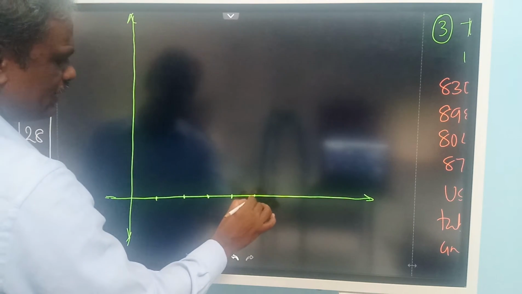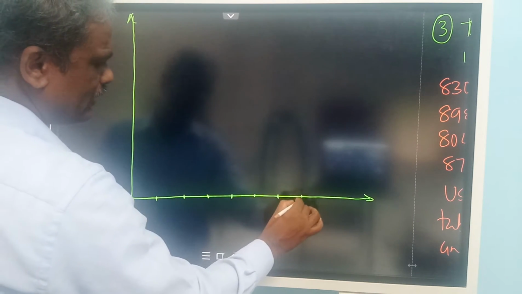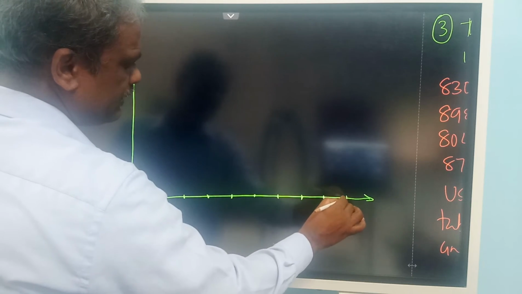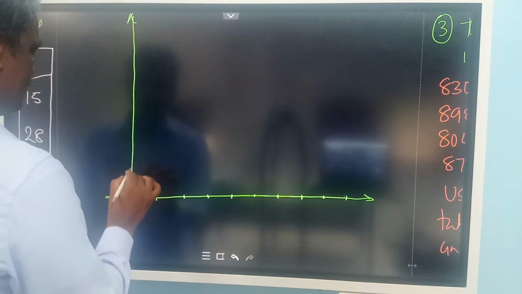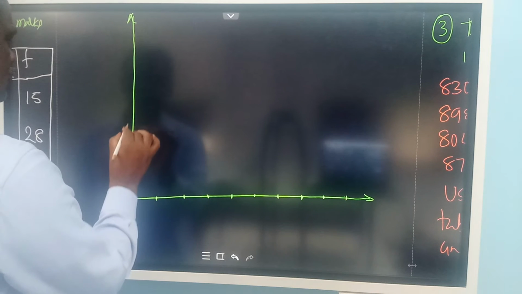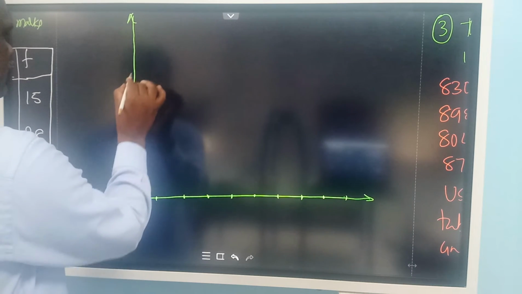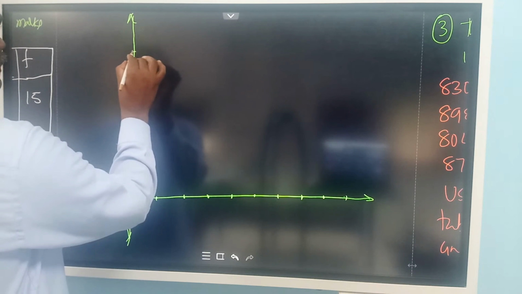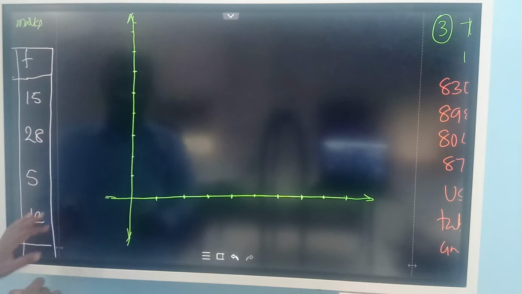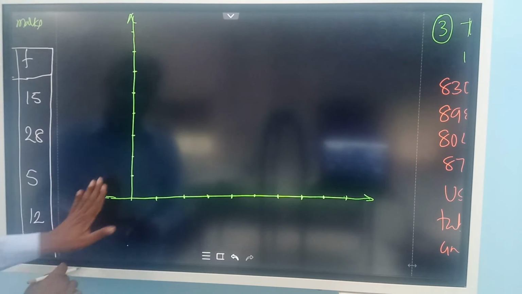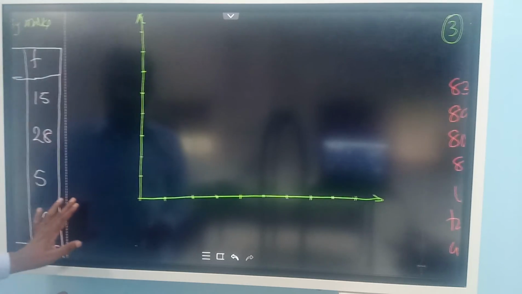So you have to mark it at equal distances. You can take 1 centimeter, so it will be neat. Use a scale. If you do it without a scale, it will not be accurate or nice to see. Okay, so now let us show this one.